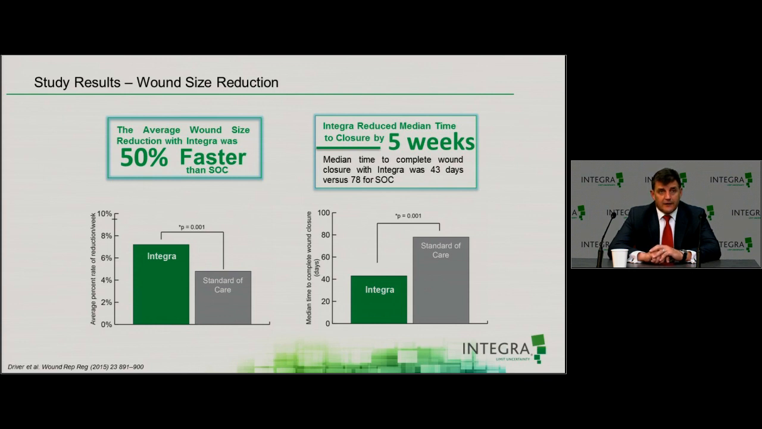Now also, the average wound size reduction with those treated with Integra was 50% faster, at approximately 7.5% area per week versus 4% area per week. And those that closed, they actually closed 5 weeks earlier.